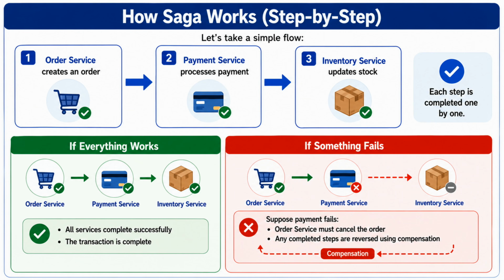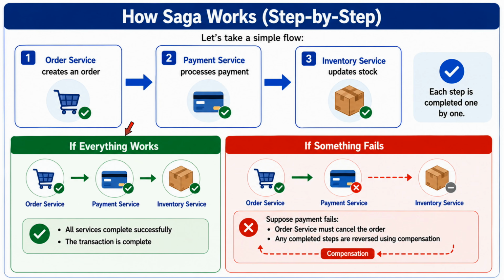Now let's see how the Saga pattern works step by step. Imagine this simple flow. Step 1. The order service creates the order. Step 2. The payment service processes payment. Step 3. The inventory service updates stock quantity. Each step happens one after another. If everything works, if all services complete successfully, the transaction is completed successfully.